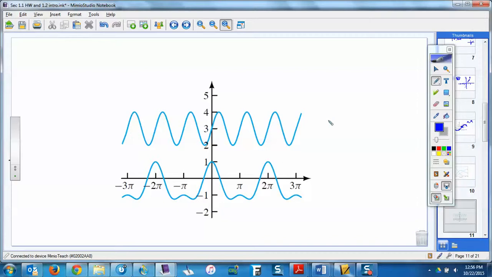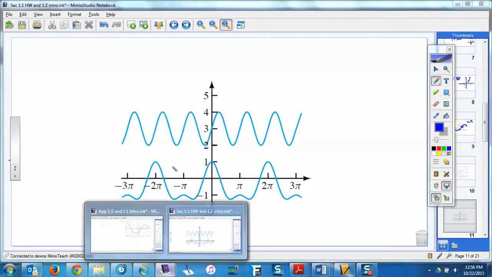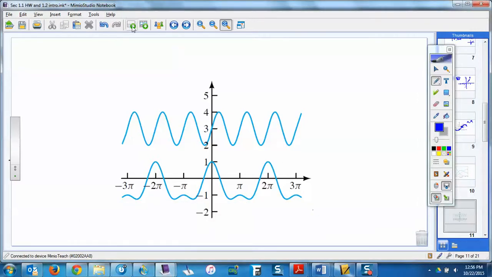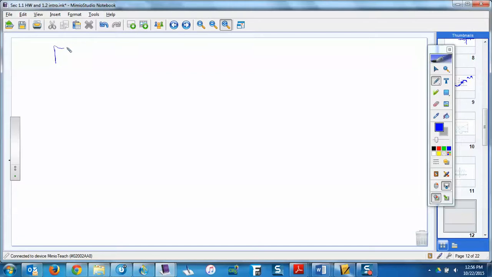Now I want you to go to page 18. And any of this you want to write down is fine. We're going to talk about even and odd functions, and we're going to talk about periodic functions. So, even functions. Somebody remember something, anything about even functions?